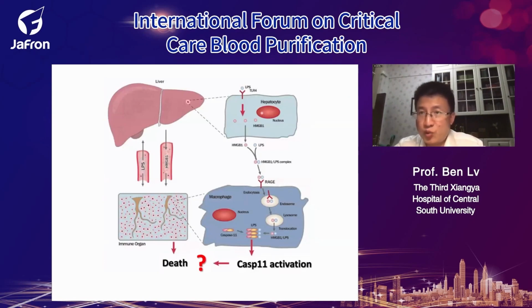So we use two models. One is a murine septic model. The other is a sepsis-like model, the GVHD model. We proved that the hepatocytes releasing HMGB1 is very important as a vehicle that carries LPS into the cytosol through its receptor RAGE, and then kills a lot of endothelial cells, epithelial cells, and monocytes, which can cause multiple organ dysfunction and even death. So the next question is how pyroptosis, the programmed cell death caused by caspase-11, is linked to the death of the host.